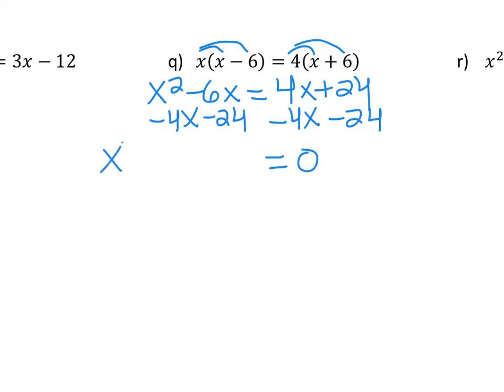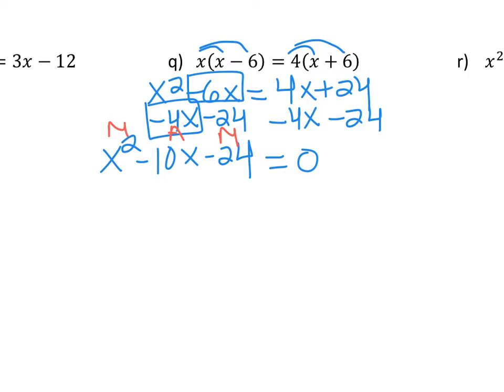On the left, I have x squared. These two are like terms, so minus 10x minus 24. Here I can use MAM. M is negative 24. A is negative 10.